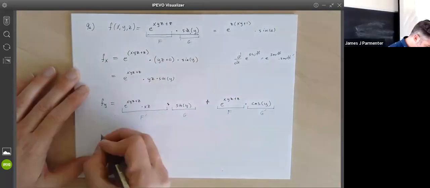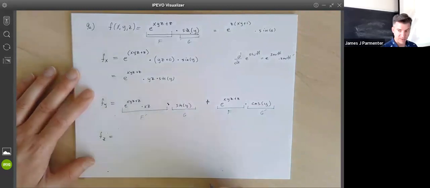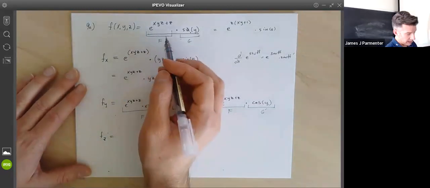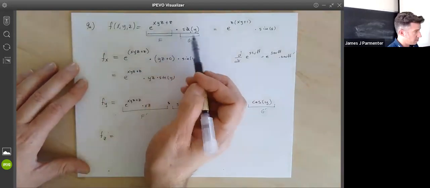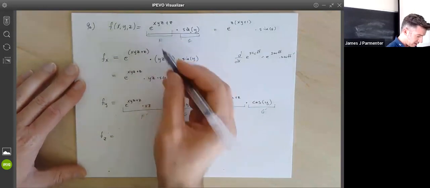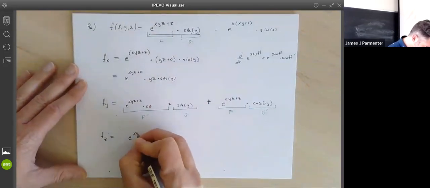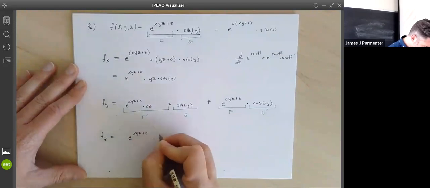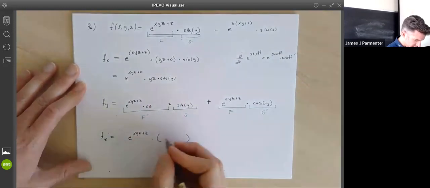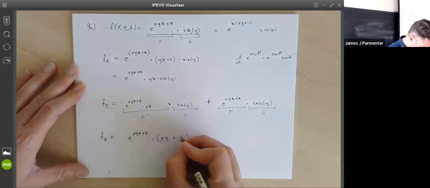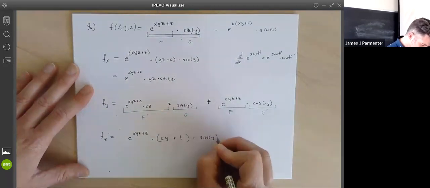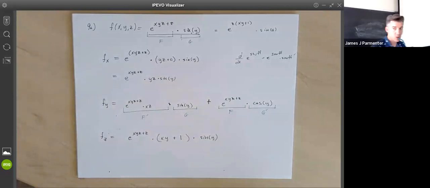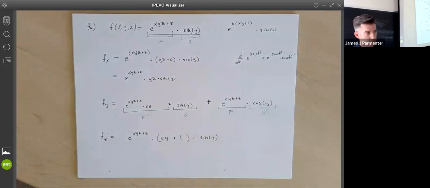Let's look at the third one, the last one, the partial derivative with respect to z. So again, back to my first iteration here. Now I just have a function times a constant, and that constant multiple is going to hang out. So the derivative of e to the stuff is going to be e to the stuff times the derivative of the stuff. But now the derivative of xyz plus z is xy plus 1 times sine of y. So that's how you do that one.